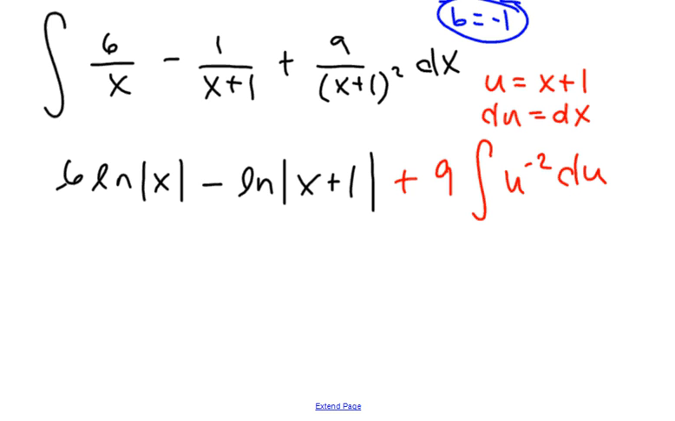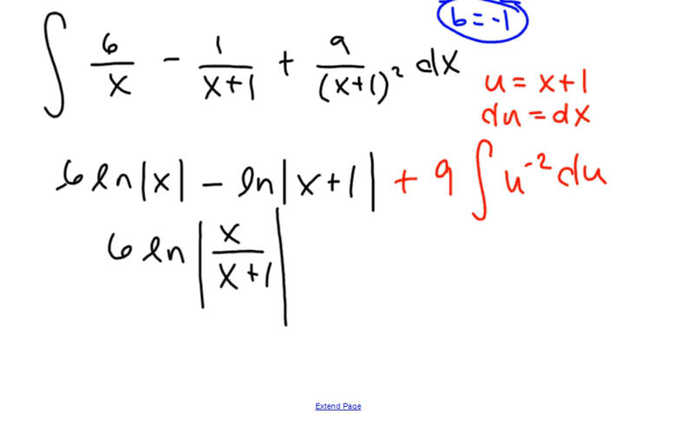All right, so now let's clean this up a little bit more. We can go ahead and use our natural log rules. This would be 6 natural log of the absolute value of x over x plus 1. And again, if you'd like to make that to the 6th power, that's fine as well. Or actually, no, I take that back. That whole thing wouldn't be the 6th power. That would be wrong. Just the x would be the 6th power. Then plus, when I integrate u to the negative 2, you get negative 1 over u. So that would actually be a minus 9 over x plus 1, plus c.